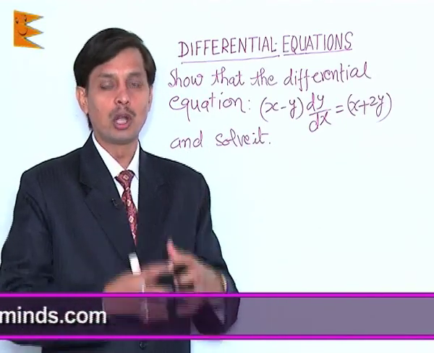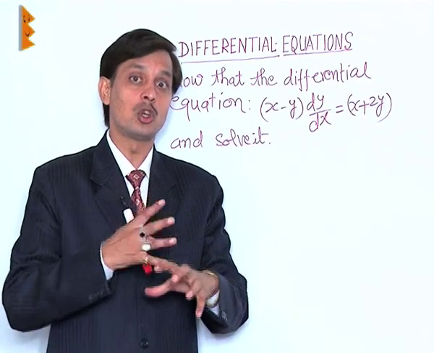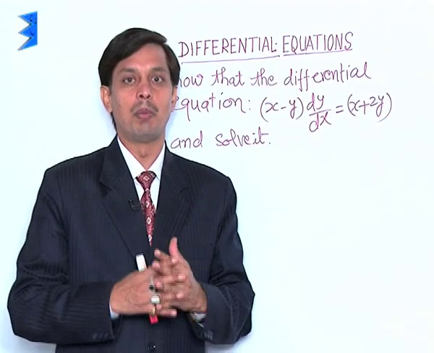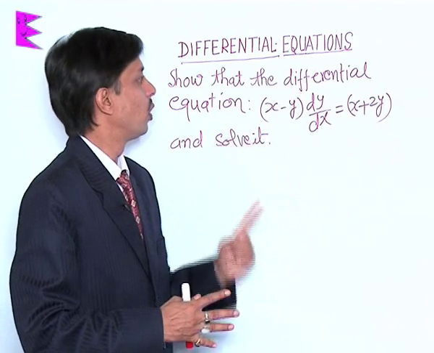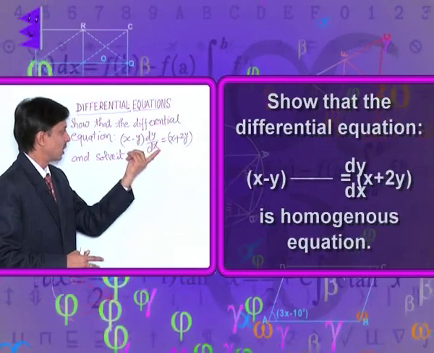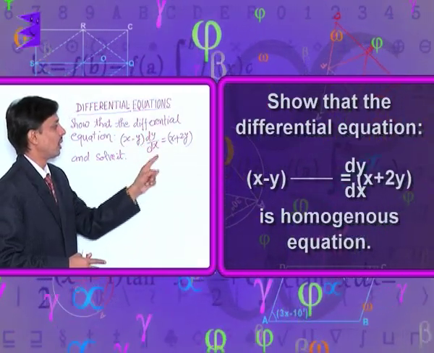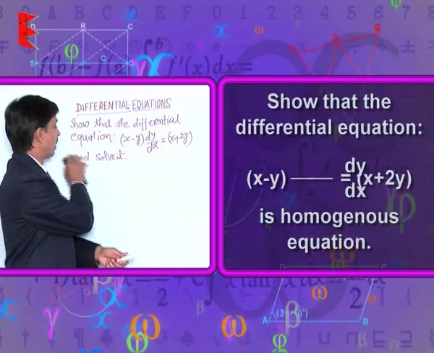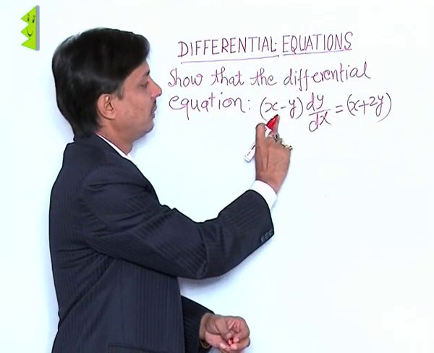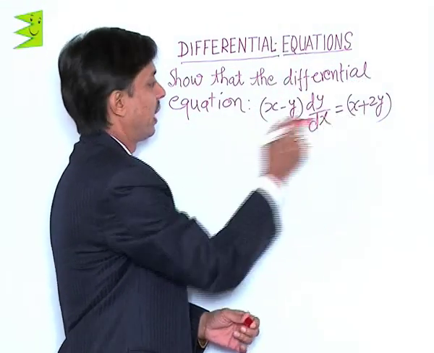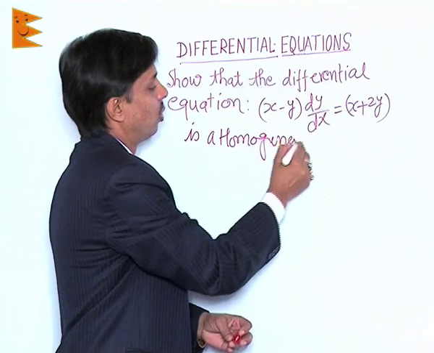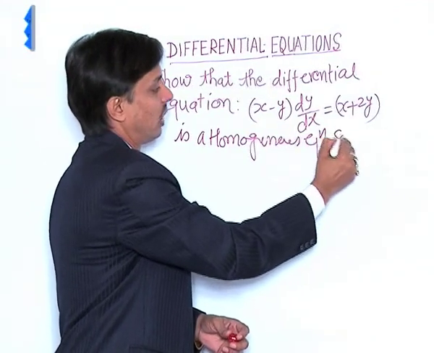But if it is not possible, then the problem is either of the homogeneous category or a linear differential equation. So now I am discussing a problem with the condition of homogeneous. We need to show that the differential equation given by (x minus y) dy by dx is equal to x plus 2y is a homogeneous equation, and then solve it.